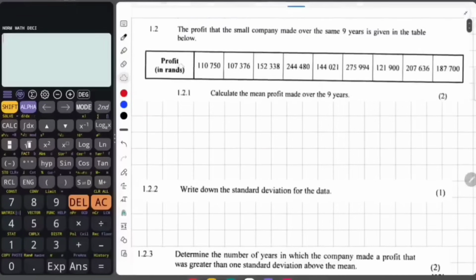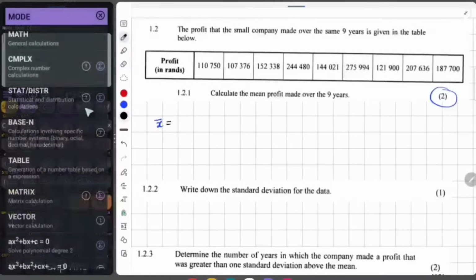So first of all, we've been given these 9 numbers because it's for 9 years. And they want us to calculate the mean profit made over the 9 years. Okay, so this is worth 2 marks. We can use the calculator to calculate the mean without actually adding it up together. So to find the mean, on your calculator, you're going to press mode. Then again, remember we are speaking about statistics, so stat.